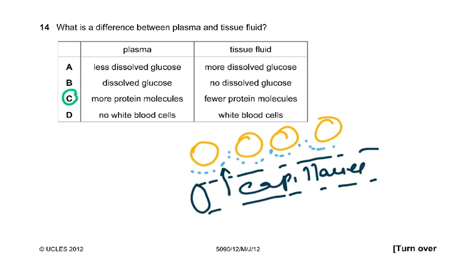So it says, what is the difference? More protein molecules, fewer protein molecules? The reason is that protein molecules stay inside. They're large molecules, so they cannot come out. So this is what you have to understand, that plasma will have more and tissue fluid fewer protein molecules. Some do leak out, but only the very tiny ones.